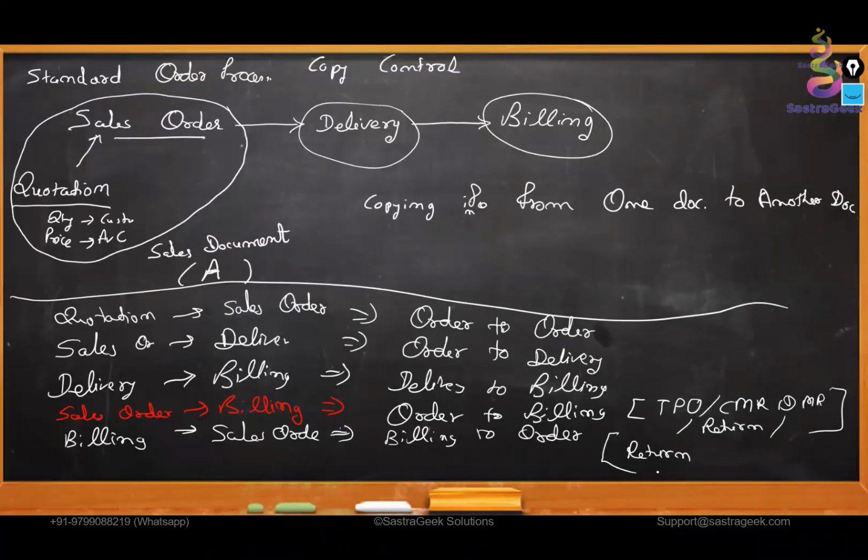I think we covered more or less all key scenarios. So ultimately, your situations are not too many: order to order, order to delivery, delivery to billing, order to billing, and billing to order. So there are like 5-6 scenarios which can be the different processes where you have a need for copying the data. But when we are talking about copying the data, let's think about some practical situation.